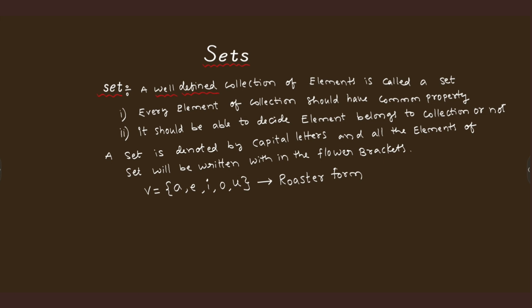Then what is the other way of representation? The other way is set builder form. In that form, just as we have seen, all the elements of a collection have a common property. The common property of the elements will be written within the flower brackets.